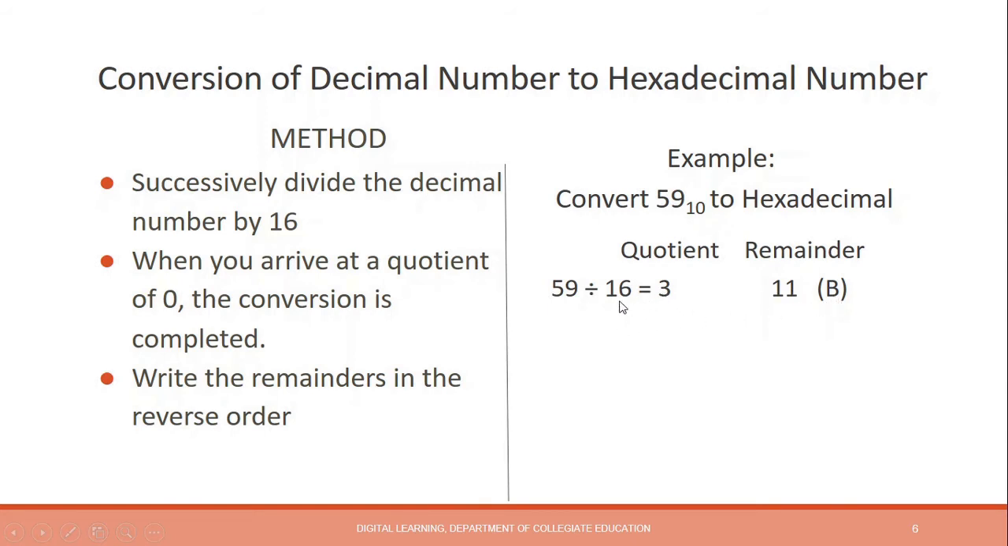Next, this quotient 3, which we get in the first step, is divided by 16. The quotient is 0 and the remainder is 3. Now, since here the quotient is 0, the complete process is over. Now write the remainders in the reverse order. So here we are getting the equivalent in hexadecimal as 3B. B is the equivalent of this 11.